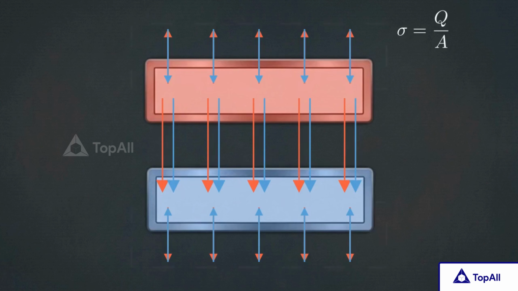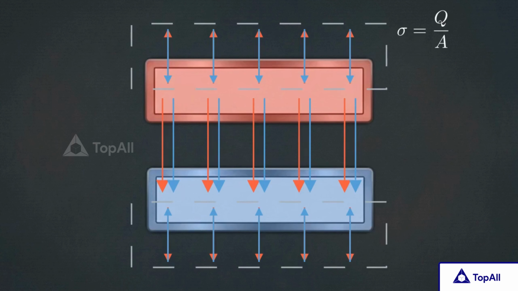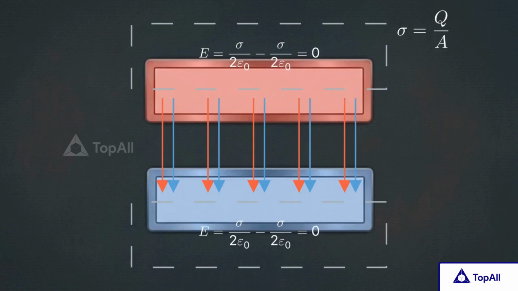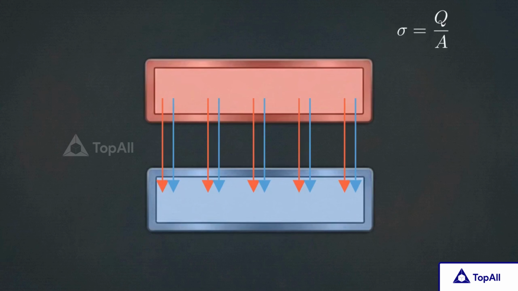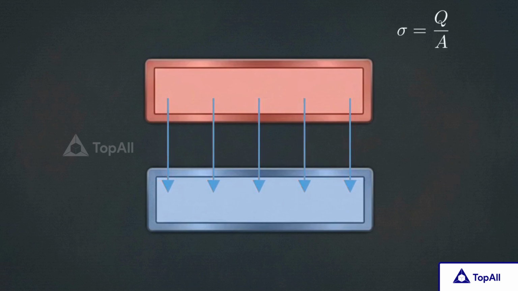Above the top plate and below the bottom plate, the fields from the positive and negative surfaces point in opposite directions. This creates a mathematical cancellation. In these outer regions, the total field strength equals 0. In the inner gap, however, the fields from both plates point in the same direction. Instead of canceling, they add together. This results in a uniform electric field, strength sigma divided by epsilon naught, trapped entirely between the plates.